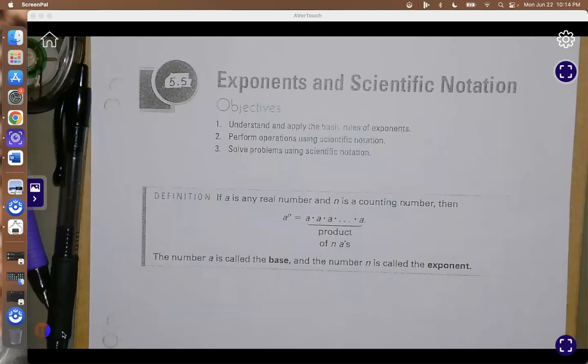Alright guys, today we're going to be looking at section 5.5, exponents in scientific notation. So we're going to look at our exponent rules first, and then we'll look at scientific notation.